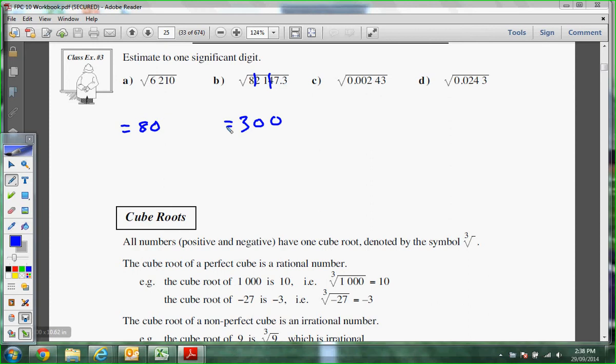Yeah, this estimating is kind of, I don't think this is that really important. You can definitely just punch it in, for sure. They're just trying to get you to get a number sense, like 300 would be a good estimate for that.